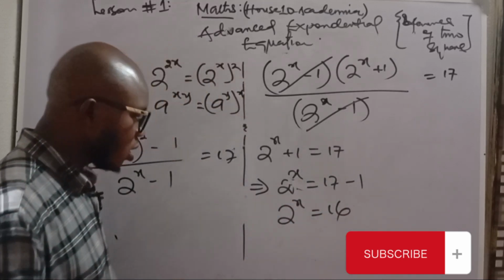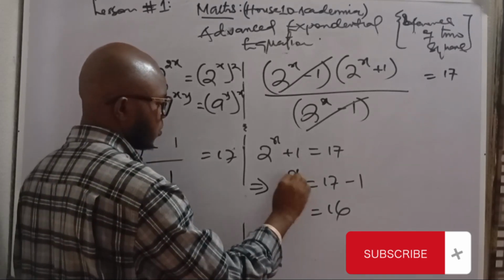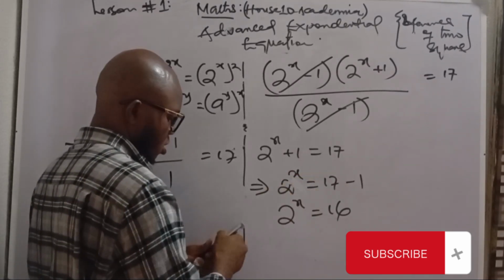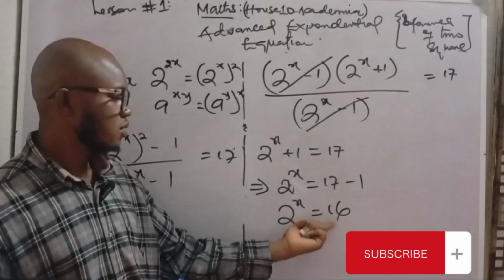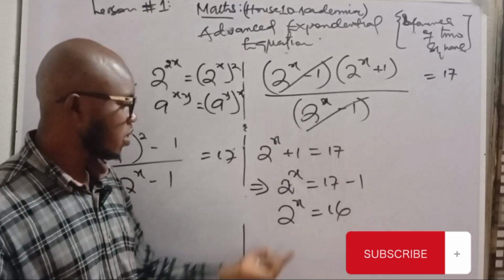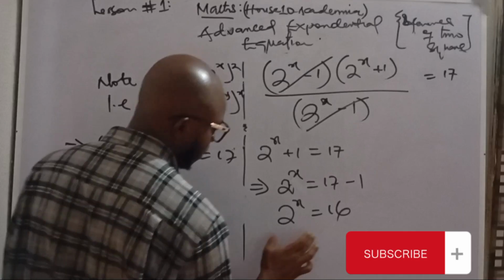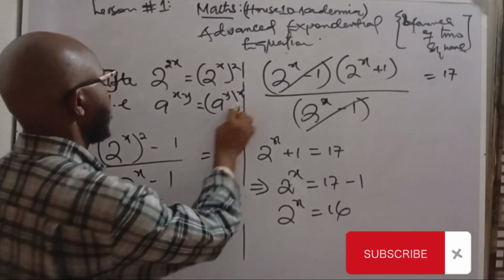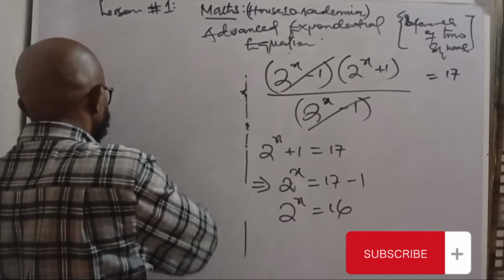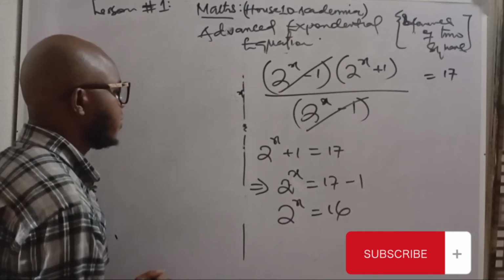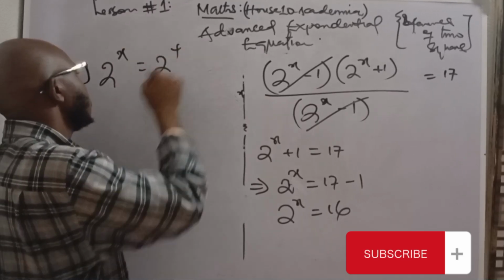16. Now we are looking for a number that when we raise it, it will give us 16. The base should always be equal when you are equating. So we are saying 2 raised to the power 4. 2 raised to the power 4 is 16. So we're having 2 raised to the power x equals 2 raised to the power 4.